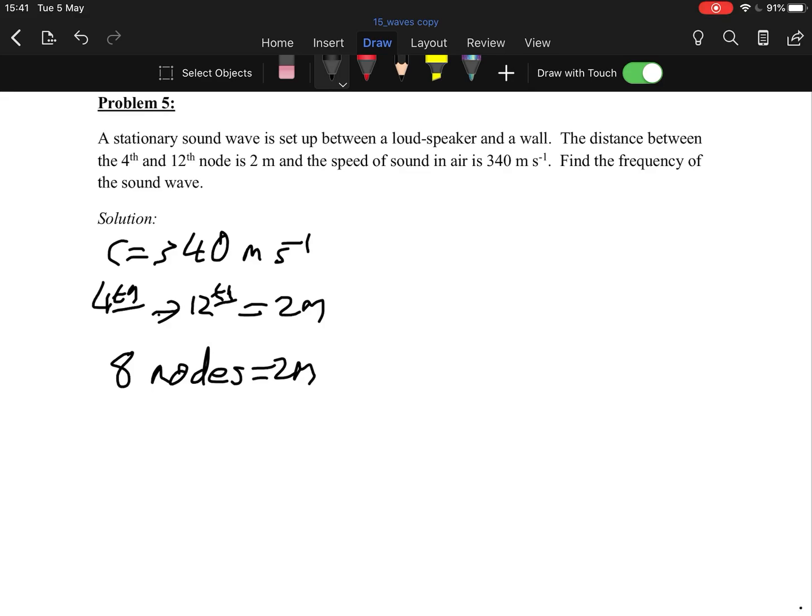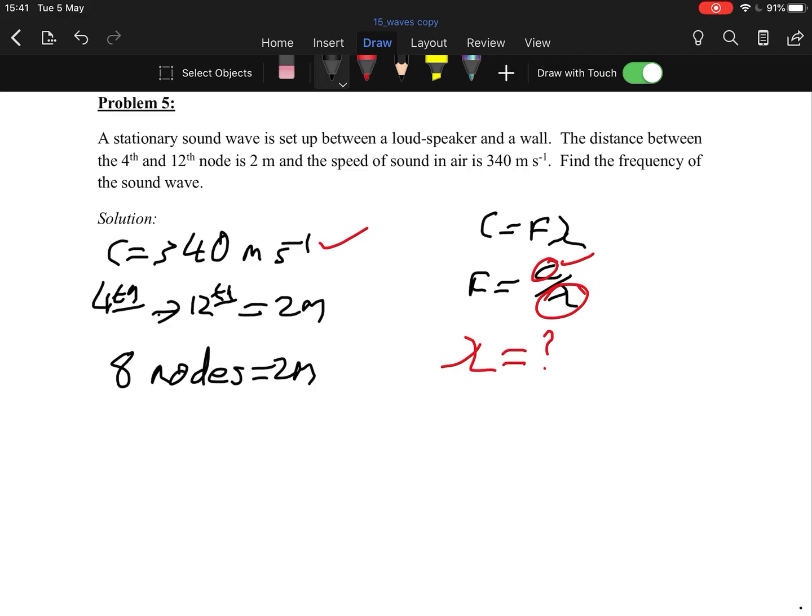So we know C equals F times lambda. So F equals C over lambda. So we have C. We need to find lambda. How are we going to do it? Any ideas? Look at all the information they gave us. They told us that the 4th to the 12th node is 2 meters. Therefore, 8 nodes is 2 meters in length. So how do we find the wavelength from that information?